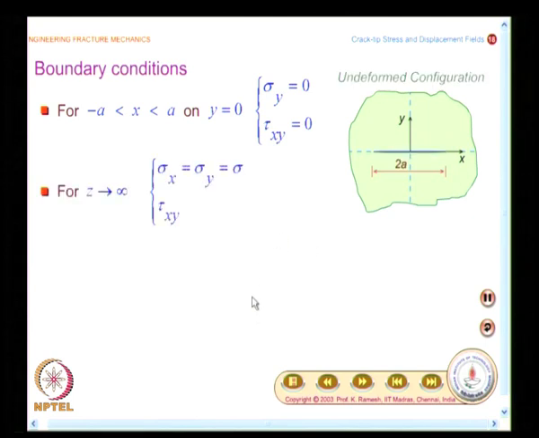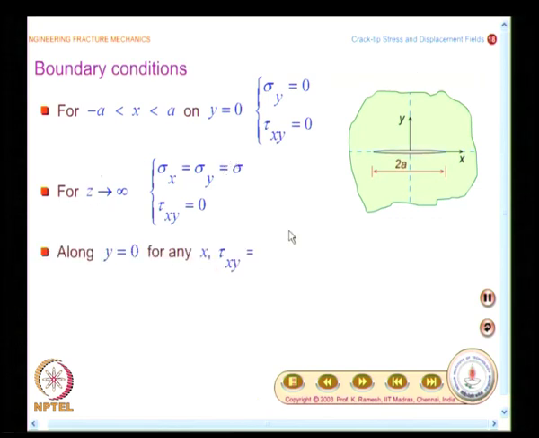These boundary conditions are very simple and straightforward. So, on the crack faces, you need to have sigma y equal to 0 and tau x y equal to 0. At infinity, we have already noted that we are applying a biaxial stress field. So, this should be satisfied. And when Westergaard reported his solution in 1939, he actually considered a family of problems in which along y equal to 0 for any value of x, the in plane shear stress should be equal to 0.